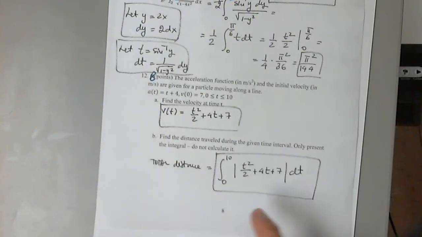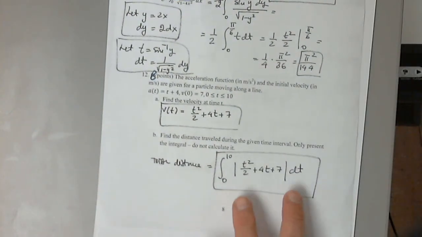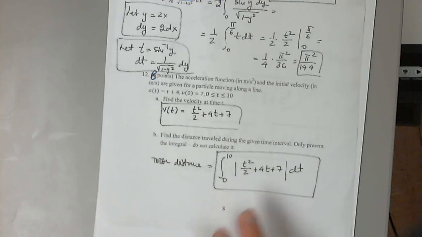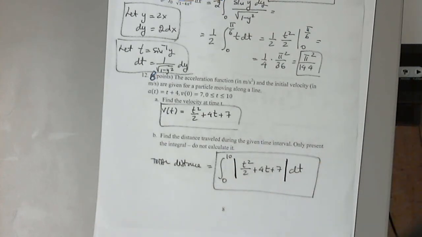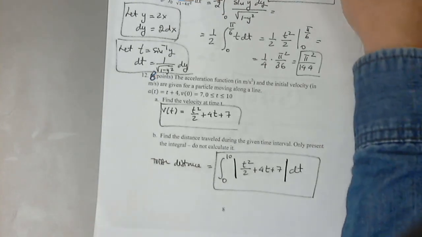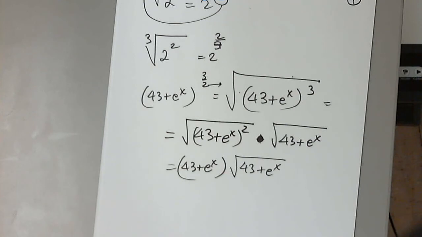All I wanted here is for you to write the total distance with the absolute value. That is the key. If there is no absolute value here, then you will not get the total distance. So please remember that. Anything else?